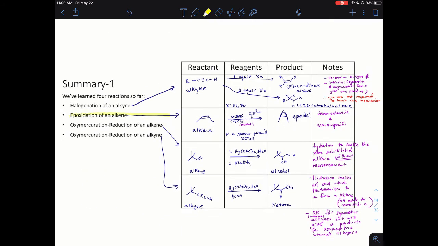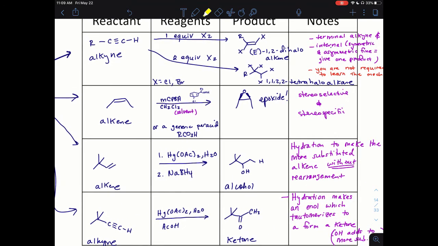Epoxidation of alkenes. Next up, an alkene can be treated with MCPBA or a generic per acid. I would like for you to actually specify a per acid, but if you just see RCO3H, that just means a generic per acid.